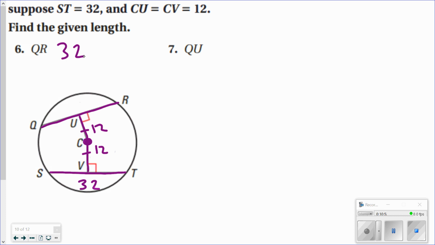Next, QU. If QU bisects the chord QR, so if the entire chord here is 32, that means that QU would be half of 32, which is 16.